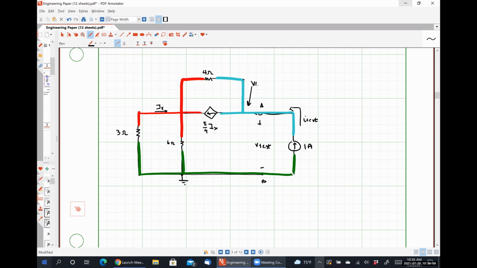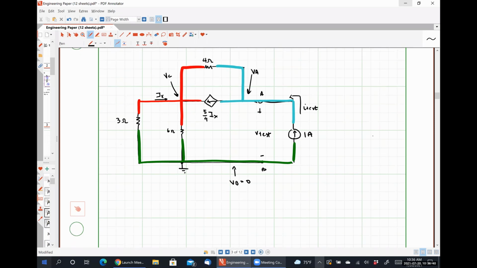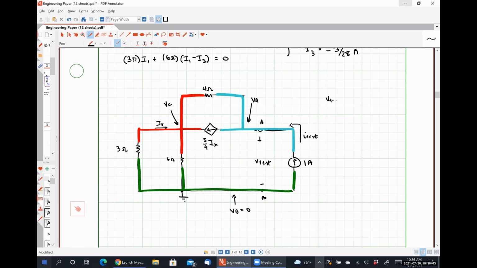I'm going to call this node VA since it's the node associated with the A terminal of our circuit. This node will be VB, which is 0 because I've chosen to place my ground there. Just for the sake of argument, this one right here will be VC. I have no voltage sources to worry about, so I can simply apply Kirchhoff's current law at node C and at node A and solve that system to get V test. Hopefully we can all see that V test in this case is just the voltage VA, and I test will obviously be 1 amp because we chose it to be.